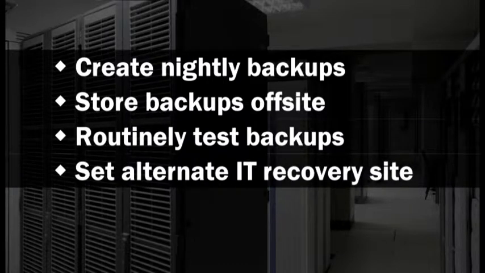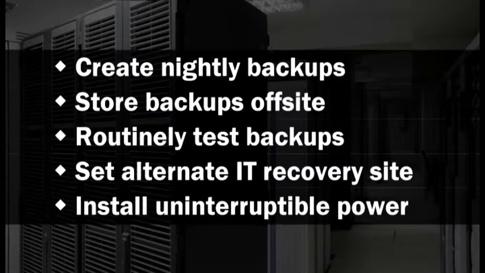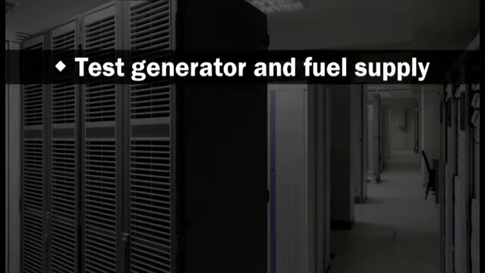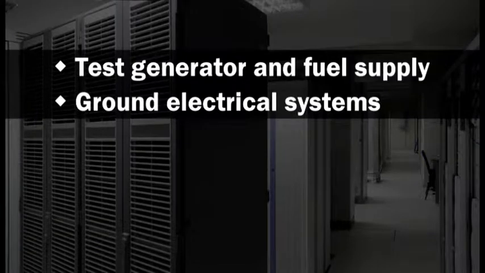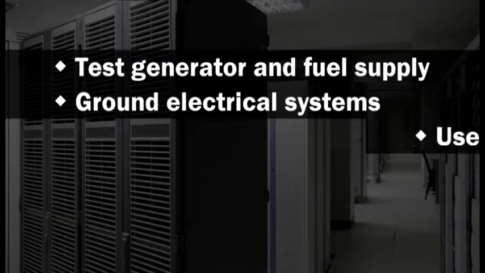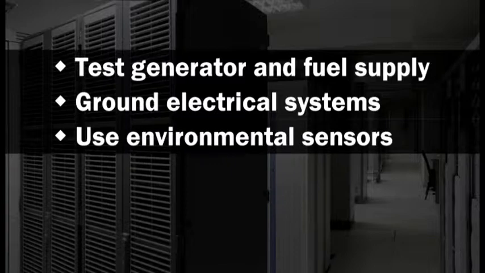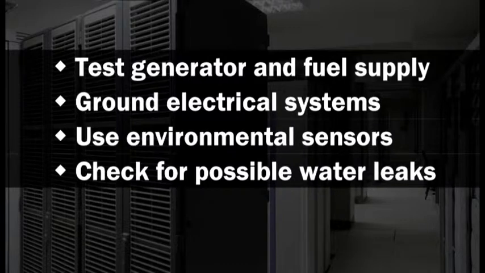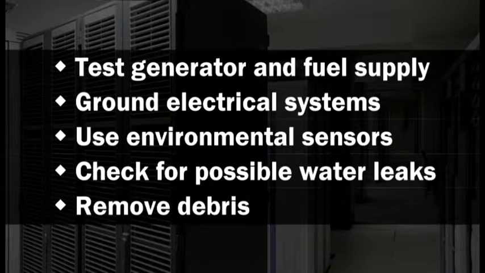Establish an alternate IT recovery site, a facility marked for relocation and recovery of your IT systems following a disaster. Install an uninterruptible power supply to permit graceful shutdown and to prevent power surges. Test your generator and fuel supply and ensure electrical systems are properly grounded. Power outages can be just as devastating to your IT operations as physical storm damage. Implement environmental sensors to detect problems before they become disaster-level issues. Check for potential sources of water leaks and keep your IT facility free of debris.